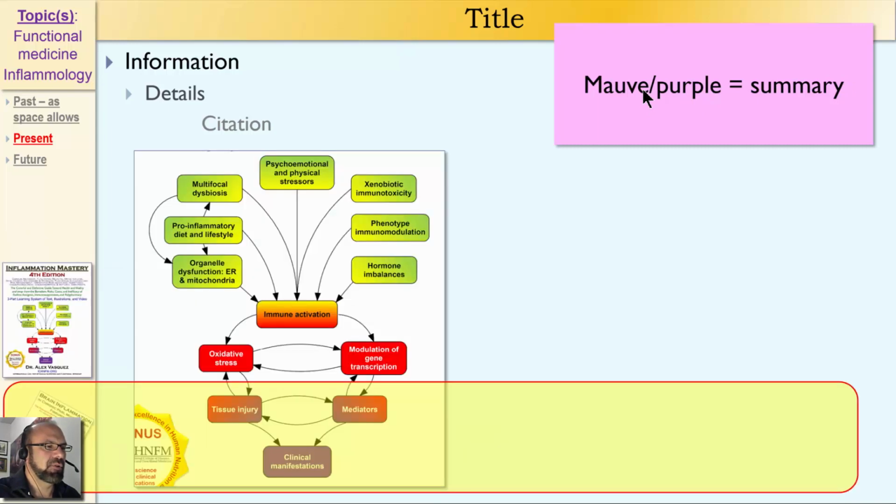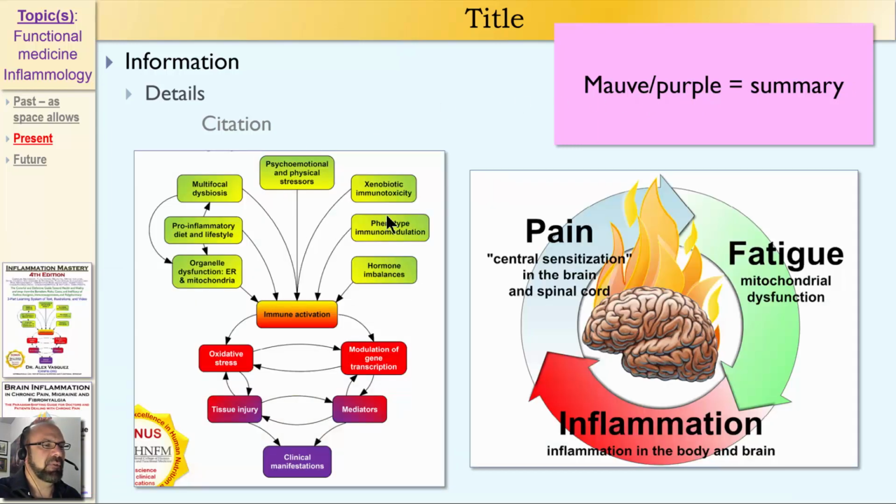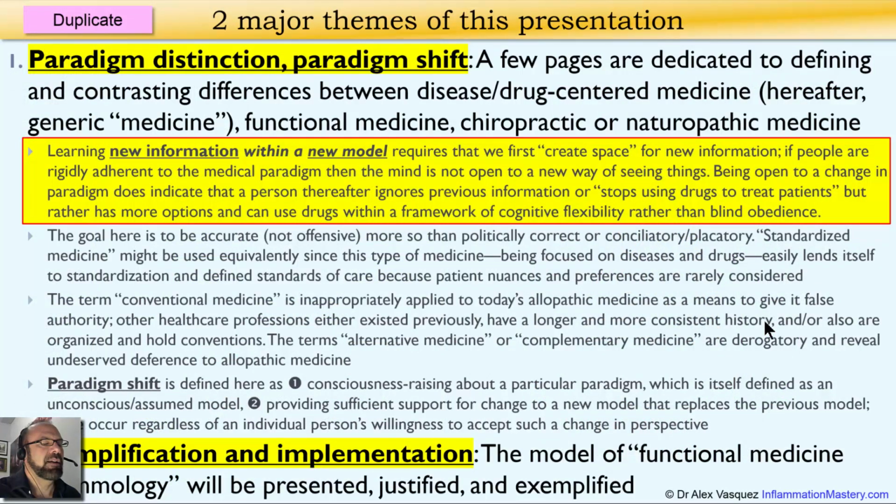And then you'll see the use of certain images from my books, such as Inflammation Mastery and another book I'll discuss later called Brain Inflammation. Again, the 2 major themes of this presentation are, number 1, to discuss the medical paradigm and contrast that with functional medicine and naturopathic medicine.